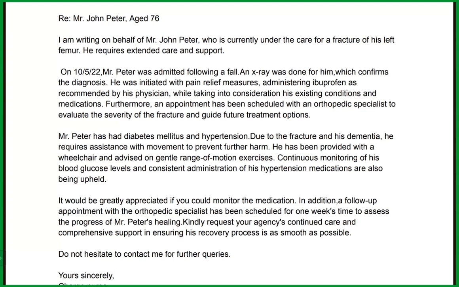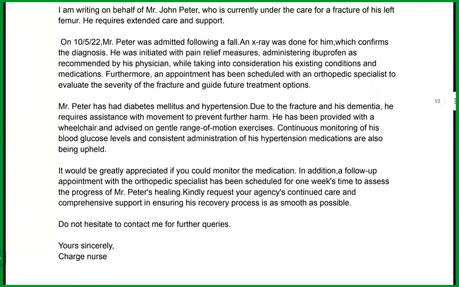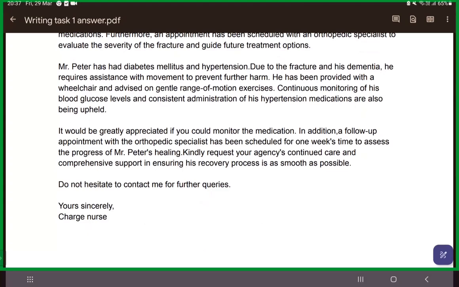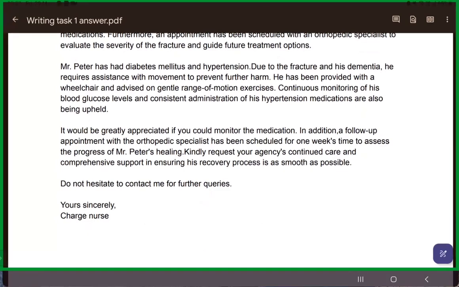So we can conclude the paragraph by, it would be greatly appreciated if you could monitor the medication. In addition, a follow-up appointment. So patient has a follow-up appointment, that also you can include in the letter. So when you are concluding the letter, always you need to write, do not hesitate to contact me for further queries. Yours sincerely, Charles. This is how you need to write your letter.